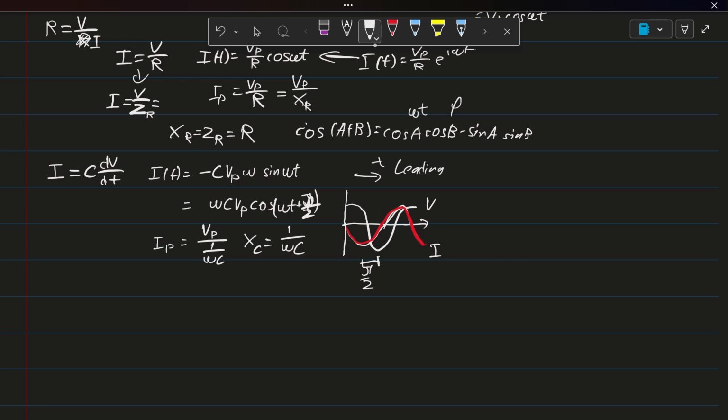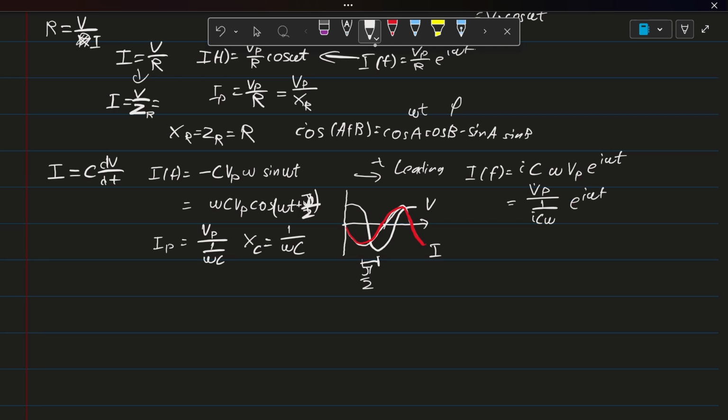So this is interesting. Now what if we try to describe this using the complex number? Is it the same thing? So let's try to do it. Our I(t) will become C times i omega Vp e to the power of i omega t. And this is the same thing as writing this as Vp over 1 over i C omega, e to the power of i omega t.